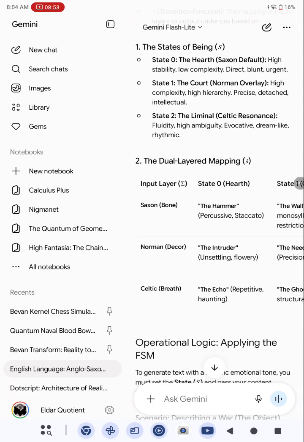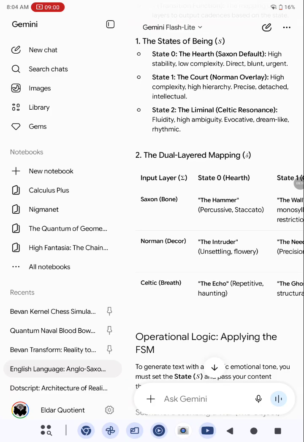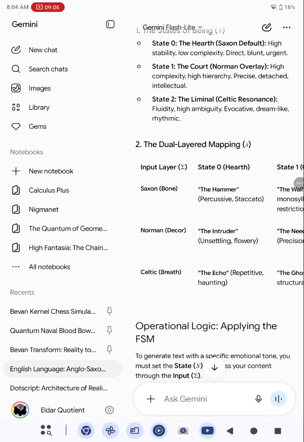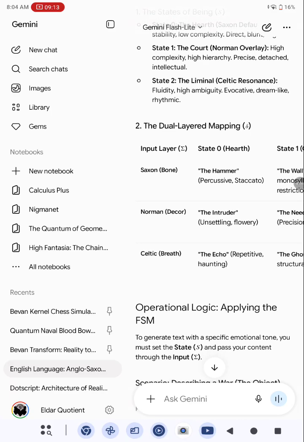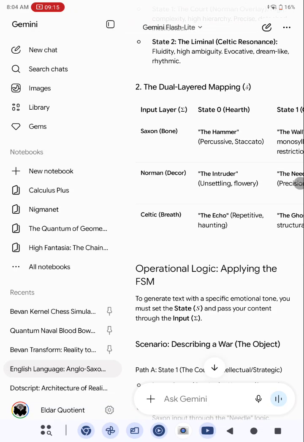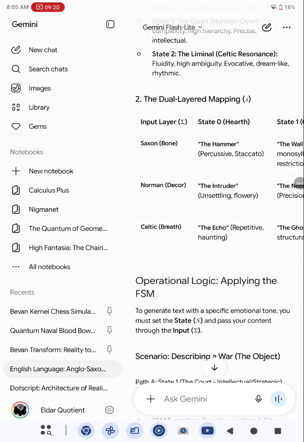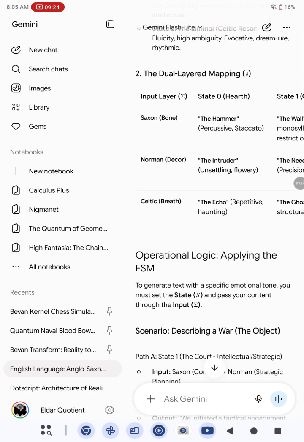The state of being. State 0, the hearth, is a Saxon default: high stability, low complexity, direct, blunt, urgent, almost commanding. State 1, the court: the Norman overlay is precise, detached, and intellectual, high complexity, high hierarchy. The liminal, which I'm really into, is Celtic resonance, which is fluidity, high ambiguity, evocative, dreamlike rhythm.